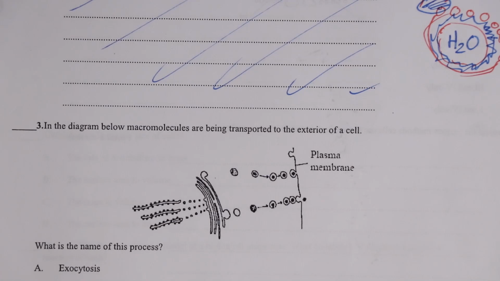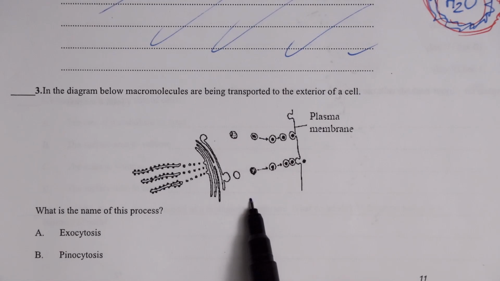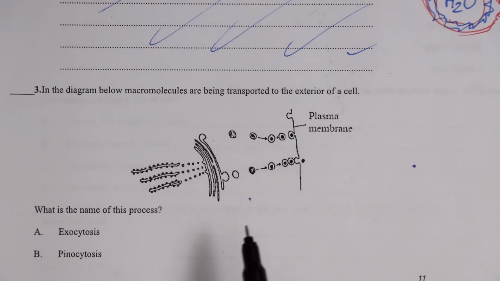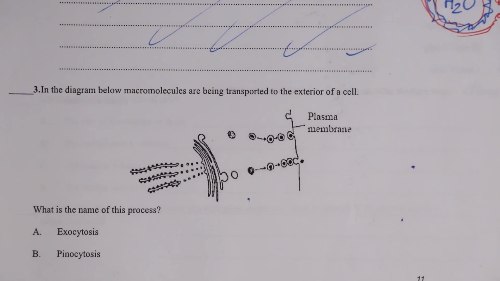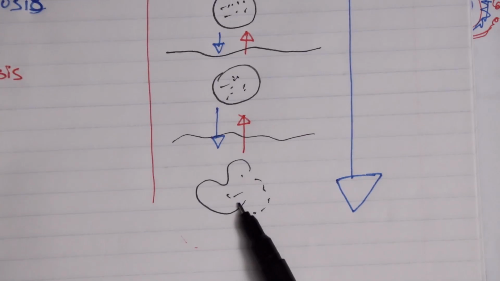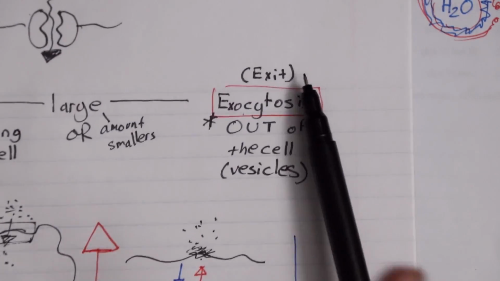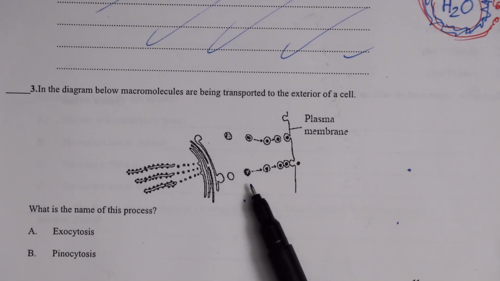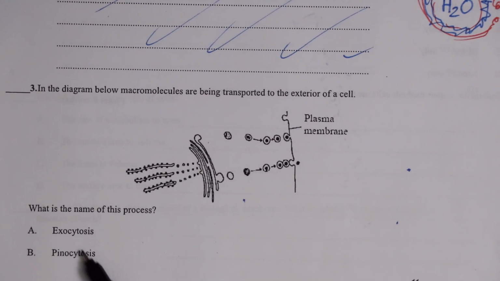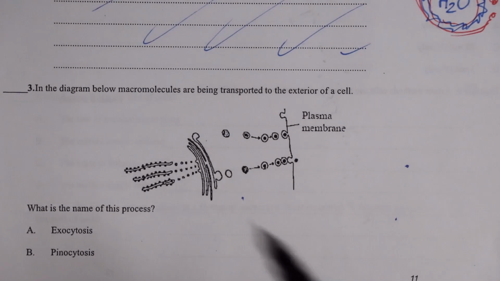Alright. In the diagram below, macromolecules are being transported to the exterior of the cell. Oh look, being transported to the exterior, exiting. Remember this whole spiel right here? Exocytosis, out of the cell. It's like this, then it's traveling out. This is exocytosis. Oh, you didn't know that. What's the name of this process? We don't have to look at any of the other things. We know it's exocytosis.